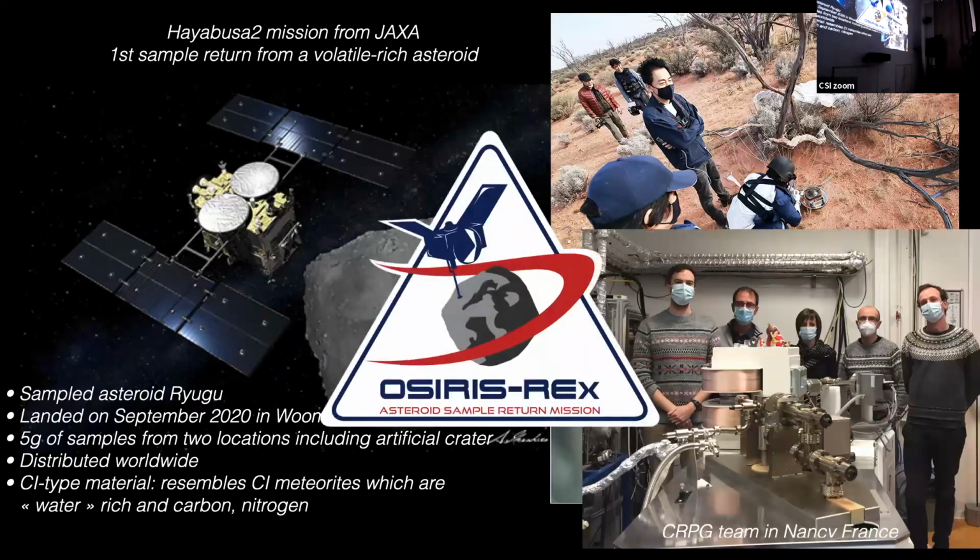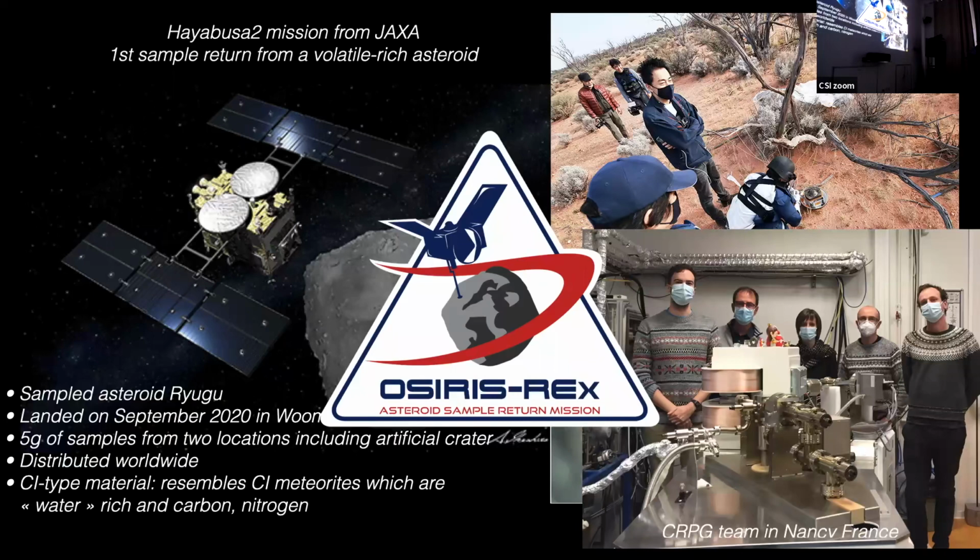And since then, there is another sample return mission that is quite important too. It's called OSIRIS-REx, and this time it's a mission from NASA. It's a similar type of mission. It has already sampled a volatile-rich asteroid called Bennu, and it's coming back to Earth, and it will land in September next year. So that will be another fascinating mission coming. It has sampled more than 200 grams. So in one case, we have 5 grams, and here 200 grams.